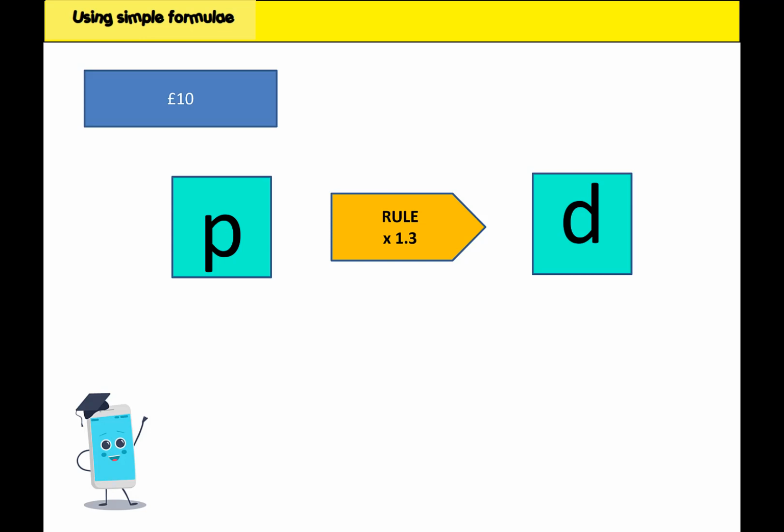So the first thing I need to do is to substitute my P for 10. So I'm simply going to do 10 multiplied by 1.3. And my answer will be the amount I have in dollars. Put the pound sign there.